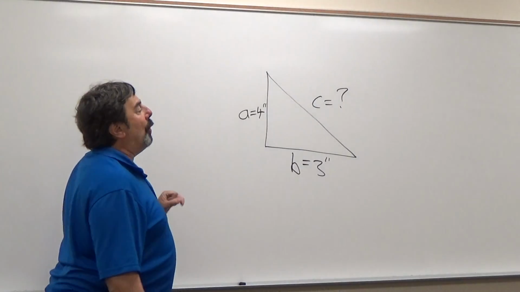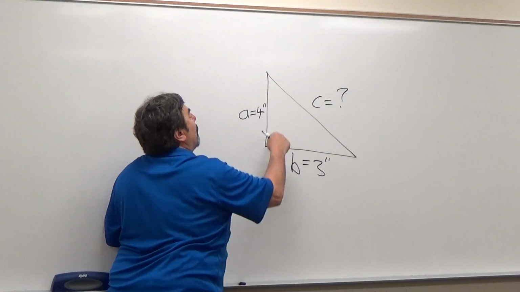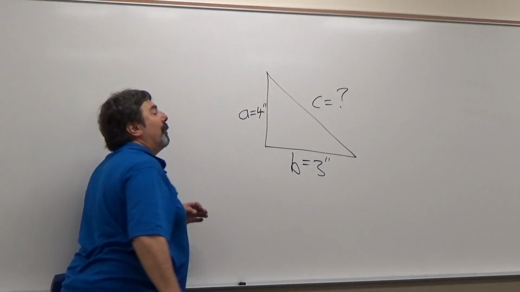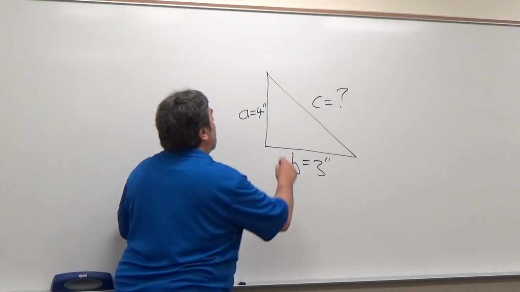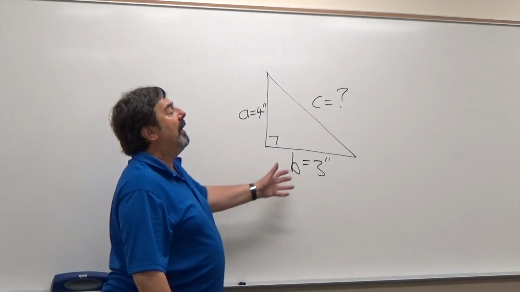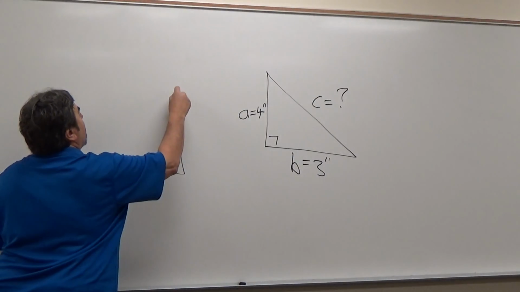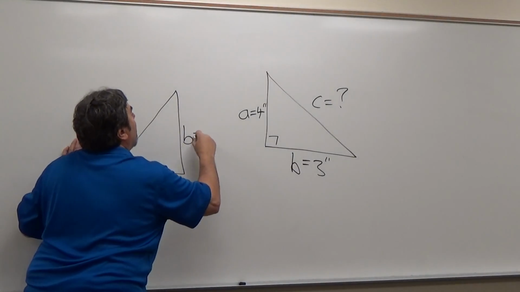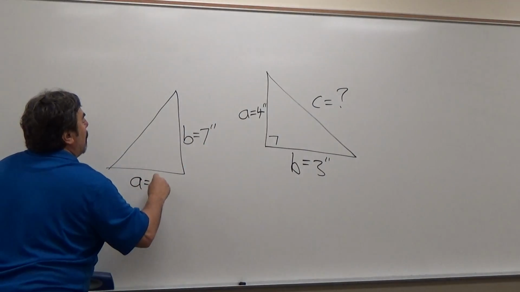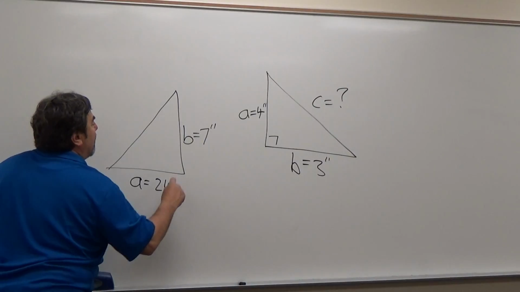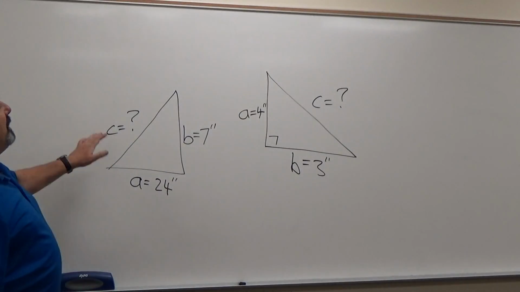Now, you can only use the theorem we're about to use if you have a right triangle. One of the angles must be a right angle, or you cannot use the theorem that we're about to introduce. So, if you know two of the sides and you're missing one, for instance, let's say you have this triangle here, and this side is equal to 7 inches, and this side is equal to 24 inches, and I ask you for the hypotenuse. Again, we're missing the hypotenuse.